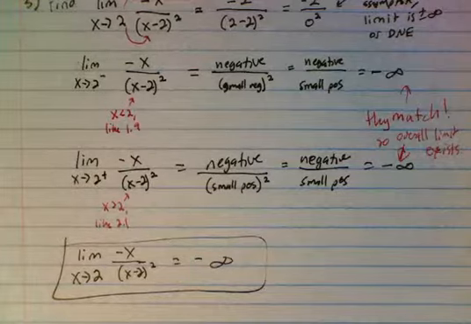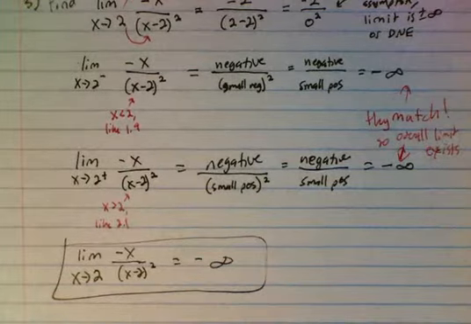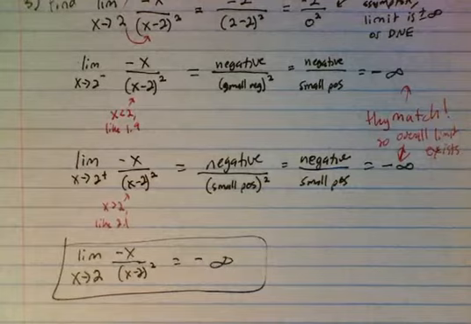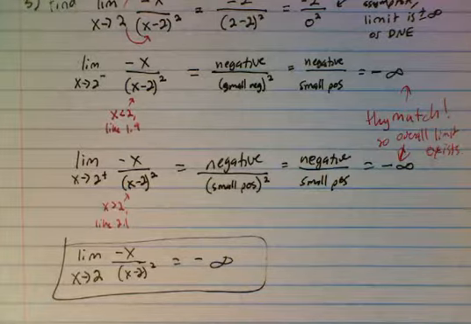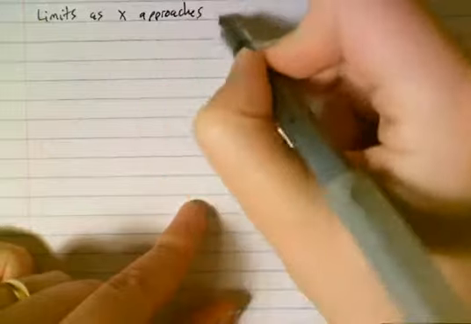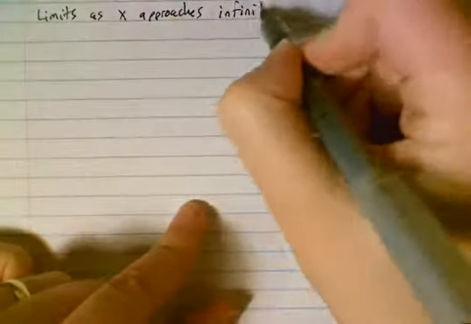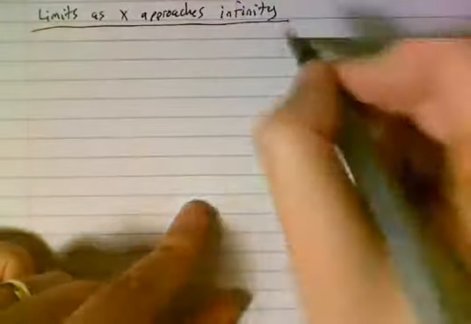In all of these problems, x has been approaching a number, and the limit has been negative or positive infinity. In the next set of problems, we're going to look at x approaching infinity and see what happens when that occurs. So label these limits as x approaches infinity.